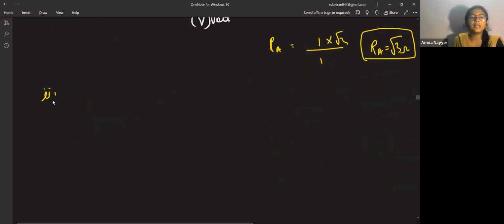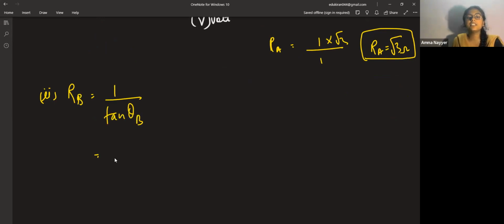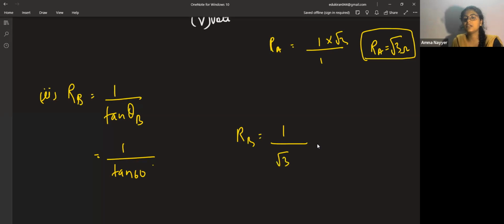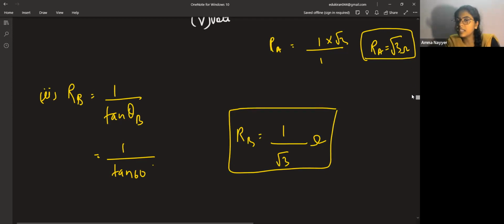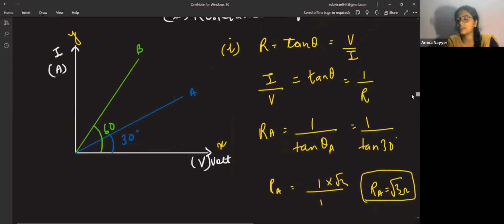Now, when I'm talking about RB, the resistance at B, this is 1 over tan theta B, which is equal to 1 over tan 60 degrees. So RB will become 1 over root 3 ohms. So answers have exchanged because they have been reciprocated. Had our graph been V versus I, straight away our answer would have been the direct value.